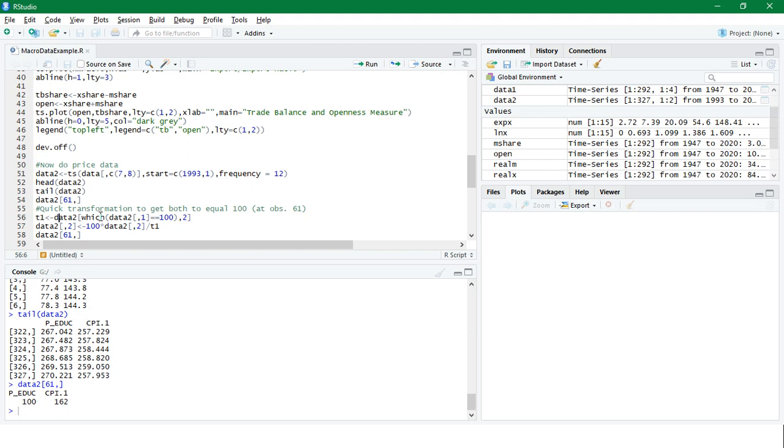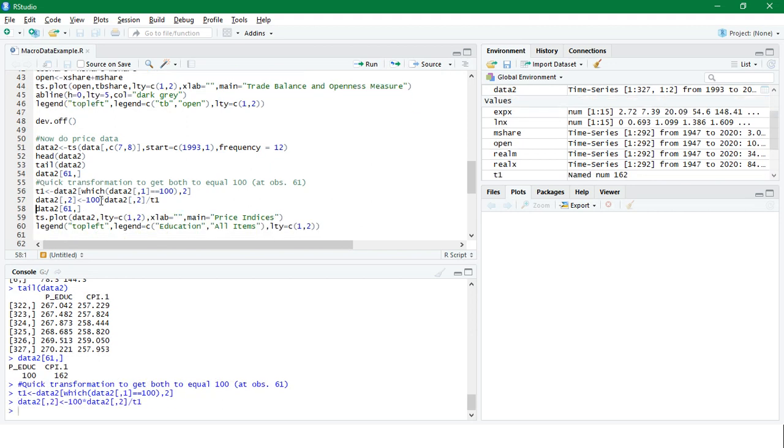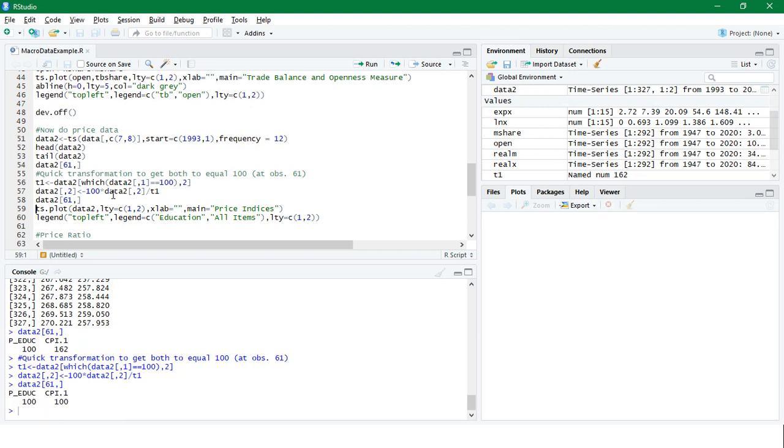All right, so to do that, then I replace here, and I do it for all. And then I just double check. Okay, and here they're both equal to 100. Now at this one point in time, they'll equal 1, and then you can see where they start to get away from each other.